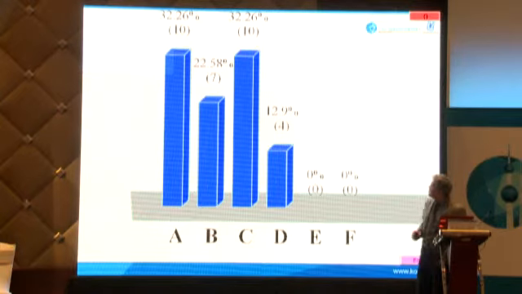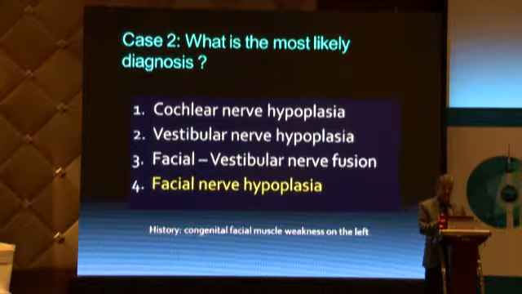All right. So everybody's distributed equally and many more people answered now, which is great. So unfortunately, the answer which is correct is number 4, and very few people got it, which is good. That means I can teach something. So this was a very rare incidence anyway, but you could pick it up if you knew the diagnosis and if you knew the history. The history was congenital facial muscle weakness on the left side, and the answer is facial nerve hypoplasia.